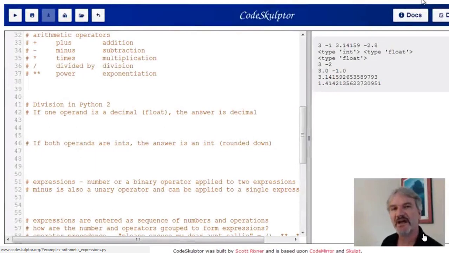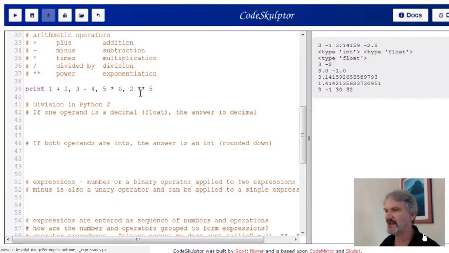All right, we've talked about numbers in Python. Let's talk about the arithmetic operators that you have available to do computations in Python. Here's a list of some of the basic arithmetic operators. We have plus, minus, times, division, power. It's fairly straightforward. We just take 2 numbers and apply the operator to them. So we could say something like 1 plus 2, or 3 minus 4, or 5 times 6, or 2 to the 5th power.